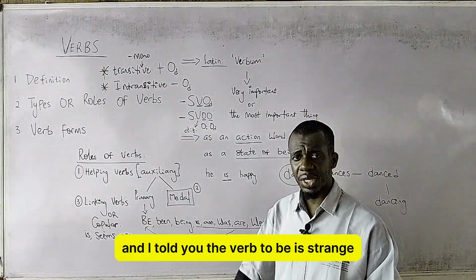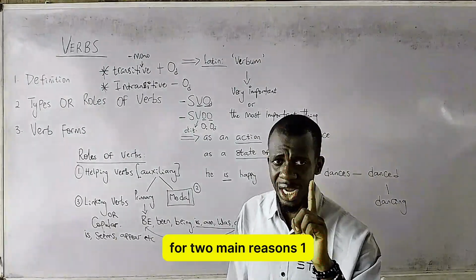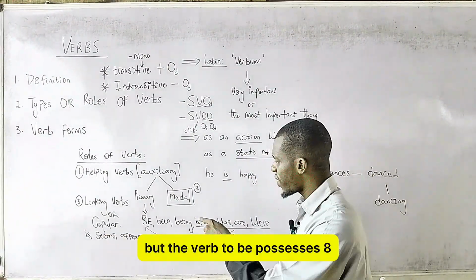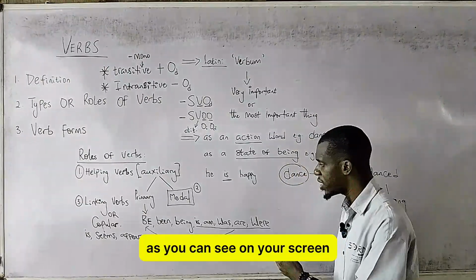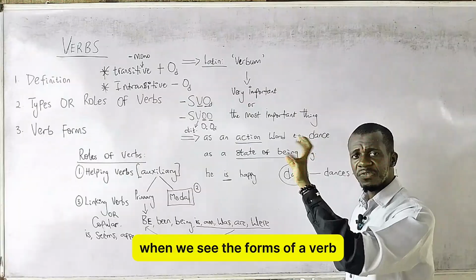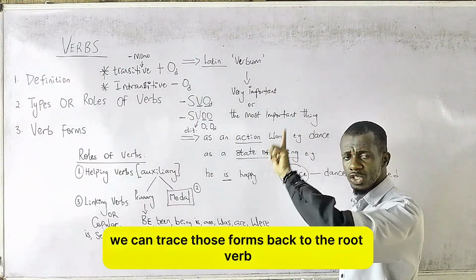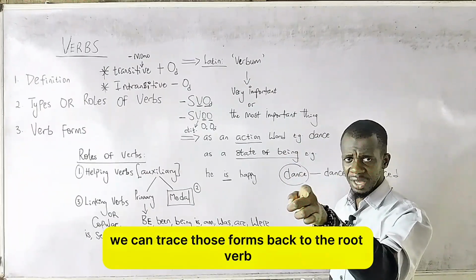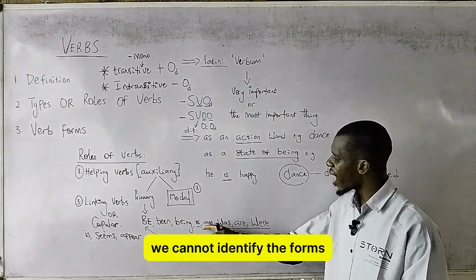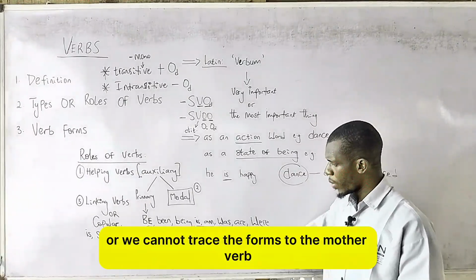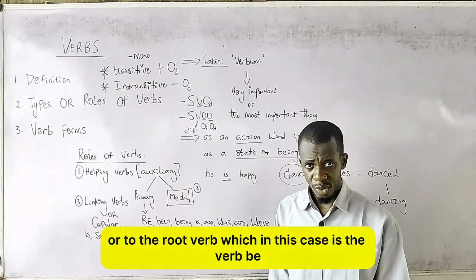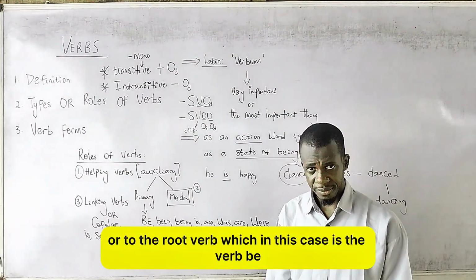And I told you the verb to be is strange for two main reasons. One, other verbs possess 5 inflectional forms, but the verb to be possesses 8, as you can see on your screen. Two, when we see the forms of a verb, we can trace those forms back to the root verb. But in the case of the verb to be, we cannot trace the forms to the mother verb or to the root verb, which in this case is the verb be.